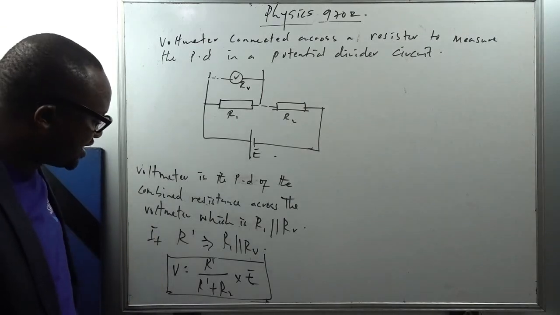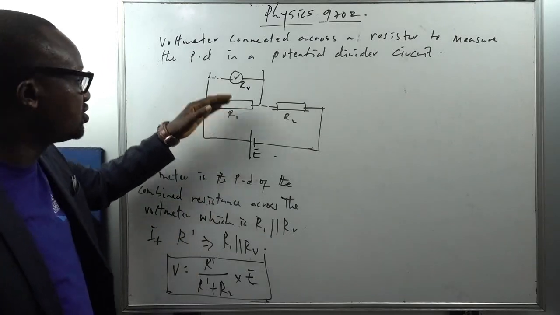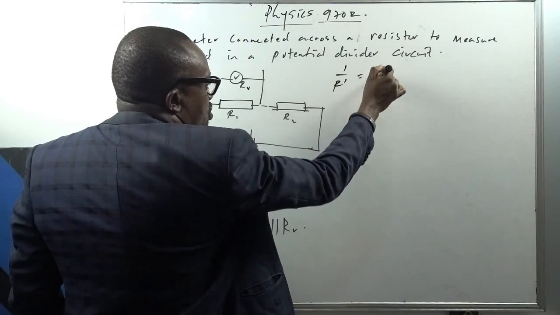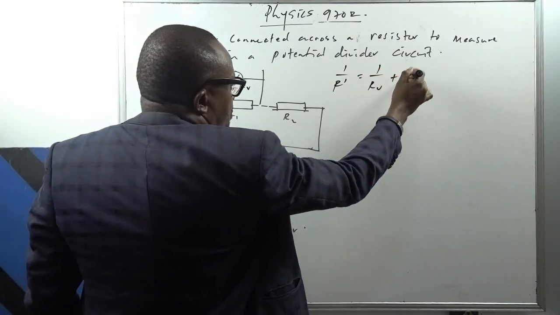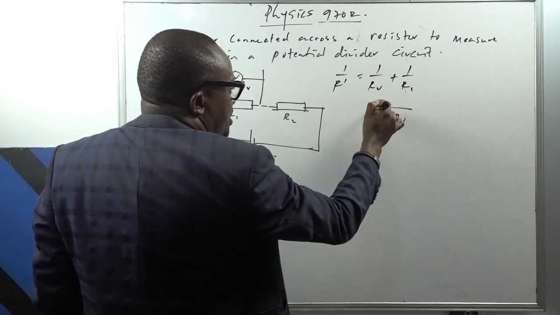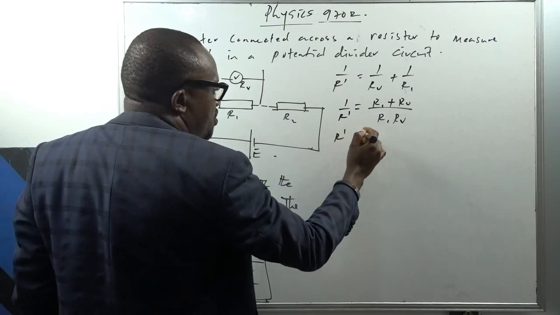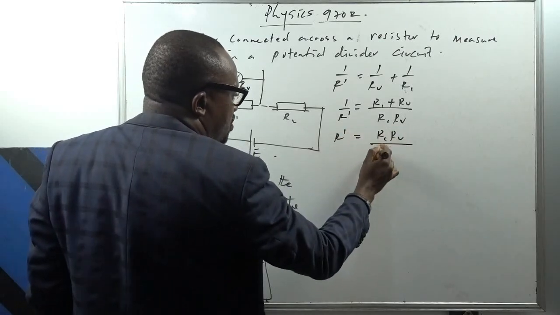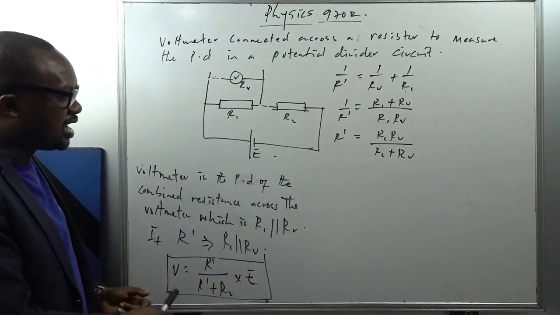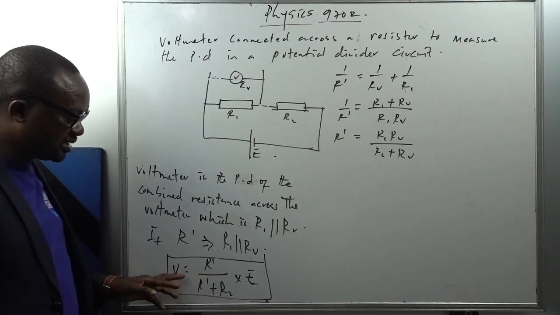I can find R prime using the basic method of calculating the combined resistance of two resistors in parallel. So 1 over R prime is equal to 1 over RV plus 1 over R1. So R prime becomes R1 times RV over R1 plus RV. After I've calculated R prime, I can substitute into this equation to determine the voltmeter reading.